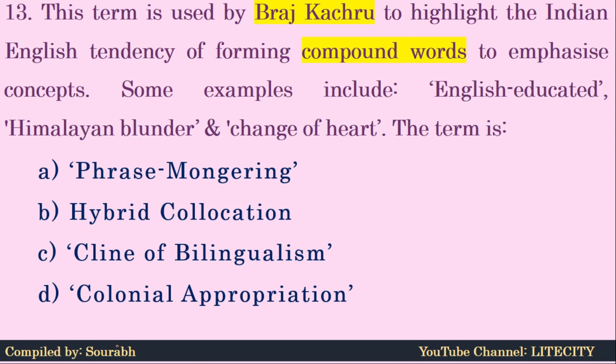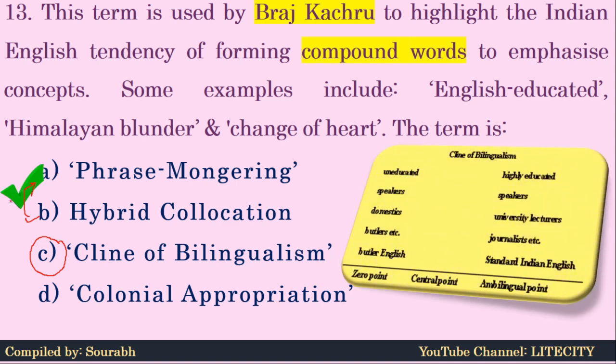Let me tell you, colonial appropriation is a very different thing, and it is basically discussed in post-colonial discourse. Decline of bilingualism, it is a very important concept, once again given by Braj Kachru. Hybrid collocation is actually part of phrasemongering, and the answer is phrasemongering, where we are fond of making phrases because of our influence of Sanskrit grammar and Sanskrit mode of making phrases. That is why we also love to change English larger phrases into Indianized shorter phrases.